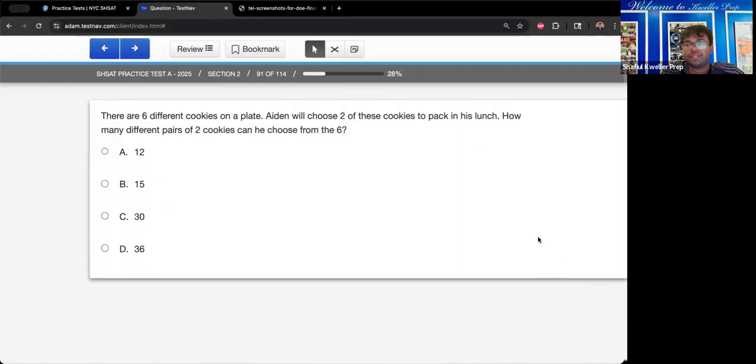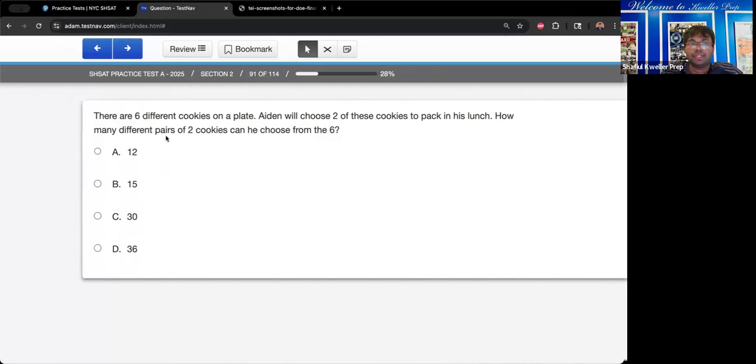This is a type of combination problem. Aiden chooses 2 cookies to pack in his lunch. Let's call the cookies A, B, C, D, E, F. How many pairs of two cookies can he make from the six? Just make pairs of two and don't repeat.